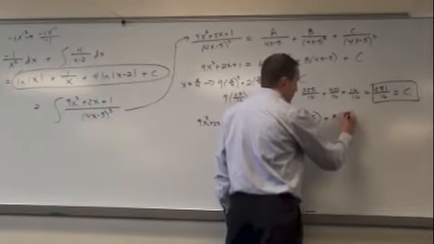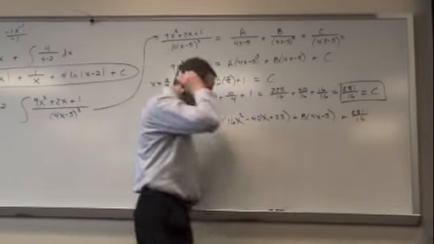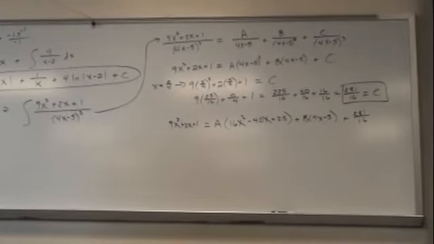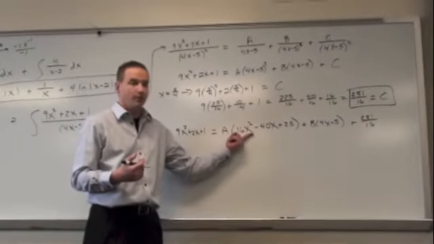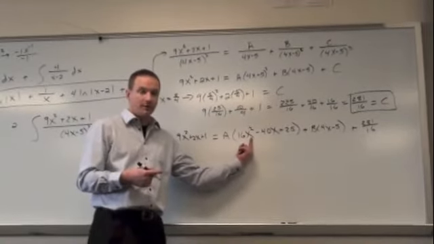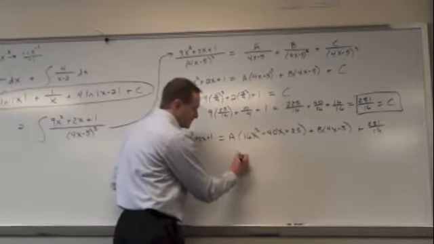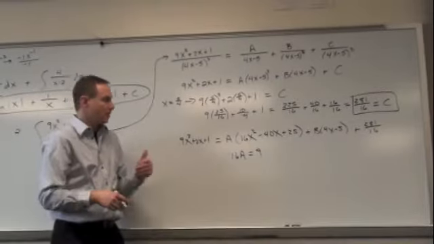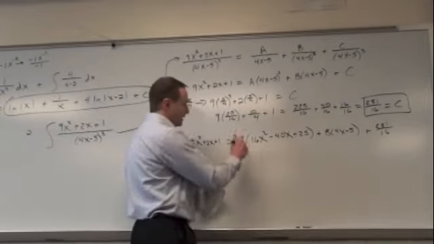Plus B times (4x minus 5). I already know C is 281 over 16, so there's no need to put C when I already know what C is. Now, what I would like to do is say, clearly, A is the only term that can be a coefficient of an x squared term. In fact, I know that 16A is going to be the coefficient of x squared. I go to the other side and say, well, the coefficient of x squared is a 9. There's my solution. Do you see where I'm getting that from, guys? No.